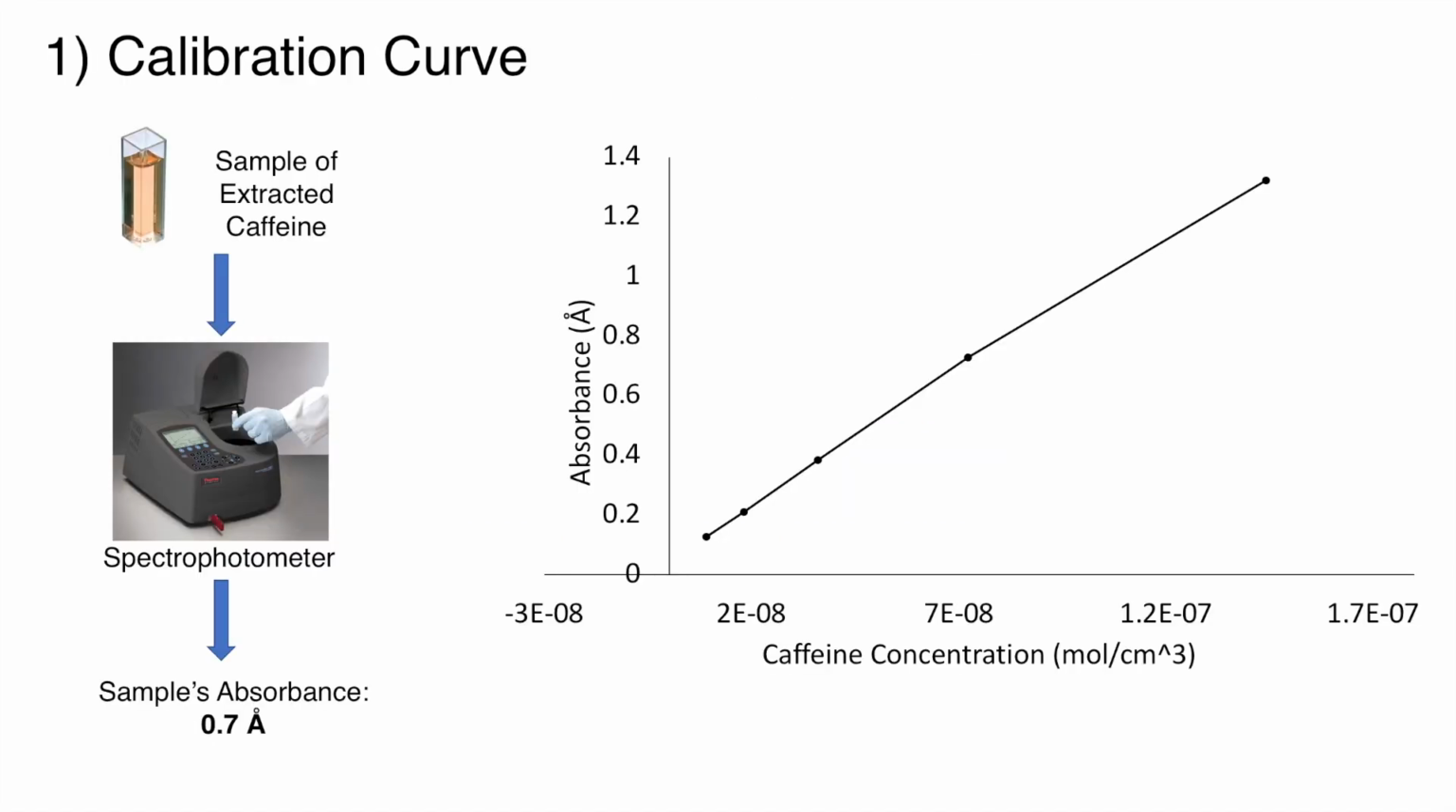I followed the same procedure for both the flow rate and grind size experiments. First, I made a calibration curve. A calibration curve translates what the spectrophotometer tells us. For example, say you have a sample of caffeine you just extracted. You put it into a spectrophotometer, which is a machine that measures light. The spectrophotometer tells you that your sample absorbs 0.7 angstroms, but that means nothing to you. You want to know the caffeine concentration in your sample, so you go to your calibration curve to find the concentration like so.